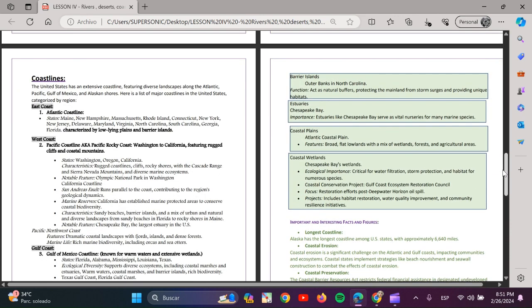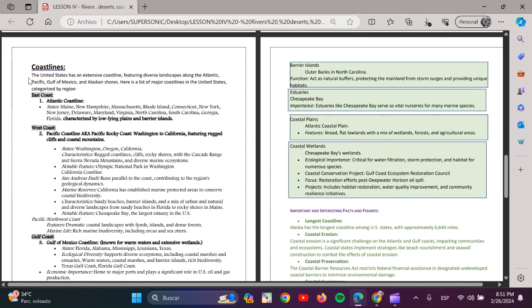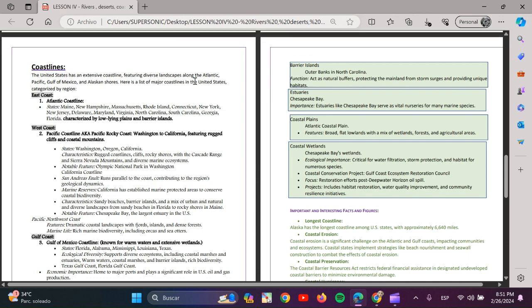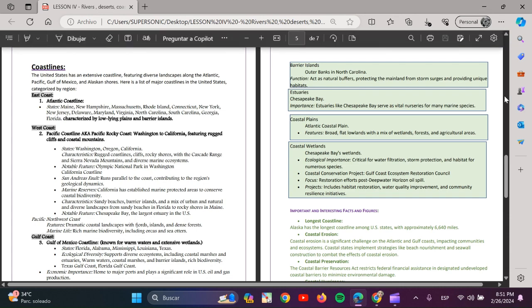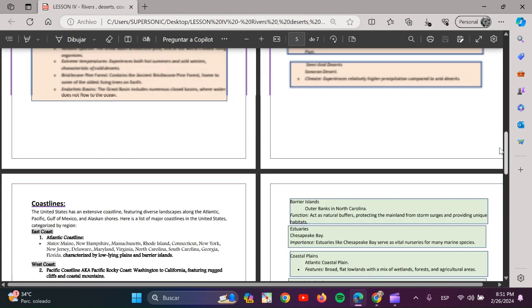Now we can continue with coastlines. The United States has an extensive coastline featuring diverse landscapes along the Atlantic, Pacific, Gulf of Mexico, and Alaskan shores. Here is a list of major coastlines in the United States categorized again by regions. We have East Coast, West Coast, Gulf Coast, Alaska Coast, Hawaiian Coast.